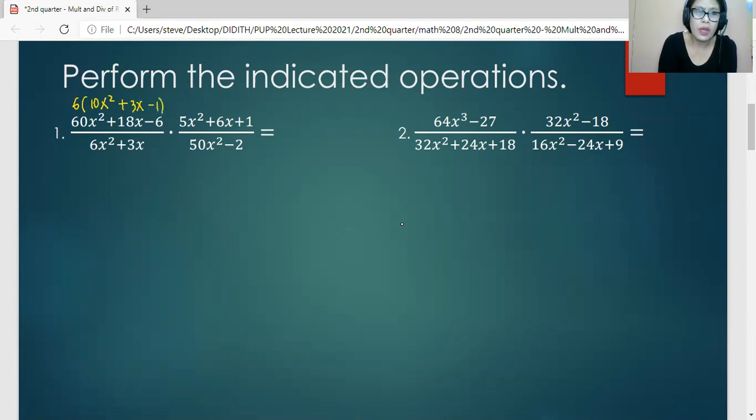And then we will just write the factors here. So we have 6, and then the binomial factors. So for 10x squared here, we can write 2x and 5x.